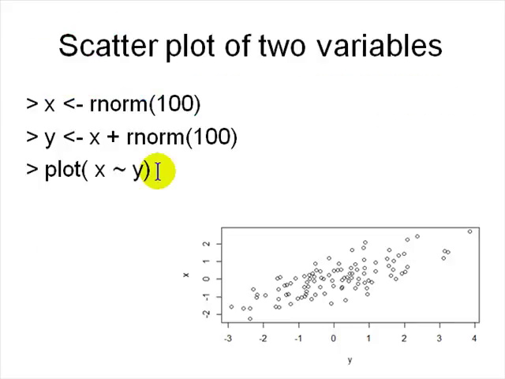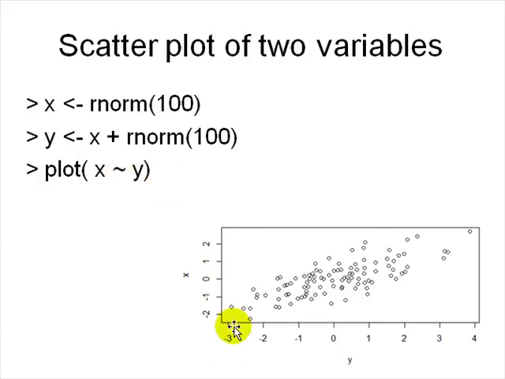Then what are the other things you can do in R? Let's look at an example of plotting. You say X is a random normal, 100 random normal numbers, and Y is also X plus some normal numbers. So X and Y are clearly correlated, and then you want to plot X against Y. So you say plot Y tilde X, and then you get a plot like this.